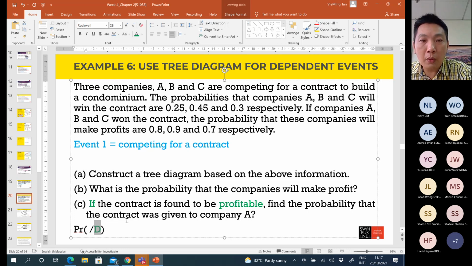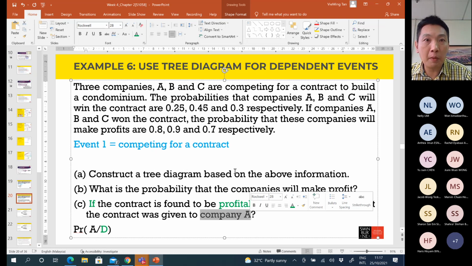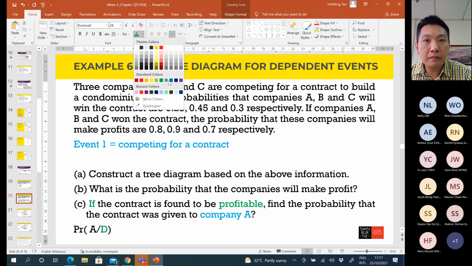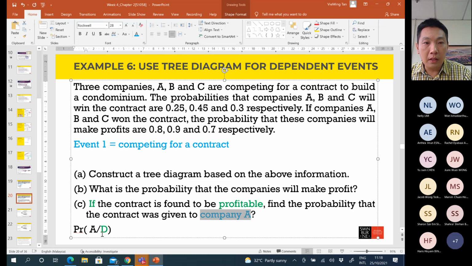Find the probability that the contract was given to company A. So now you are asked to calculate the probability of A, company A, if the contract is profitable. What is the meaning of this sentence? It means you are asked to calculate the probability of A given D. Probability A given D, where D already happened. So far so good. This is the question that you need to solve.